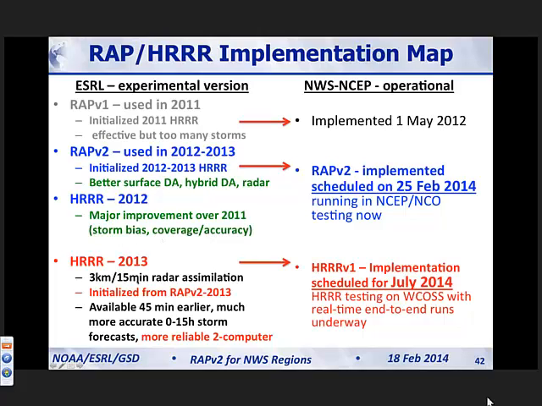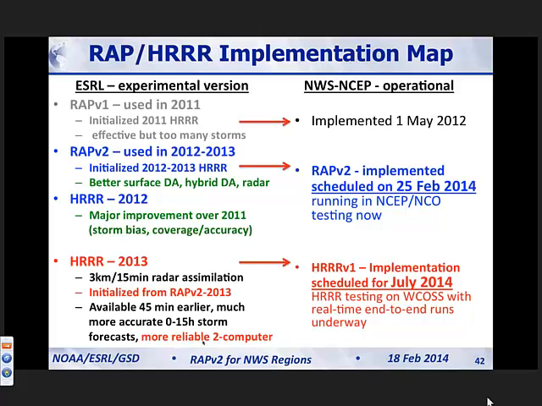HRRR version 13, just to look ahead here, is now scheduled for implementation in July 2014, and so we're going to continue to support doing these real-time experimental runs out of SREL through the implementation, and we're using 2 different research supercomputers to get the reliability there up into the upper 90s.